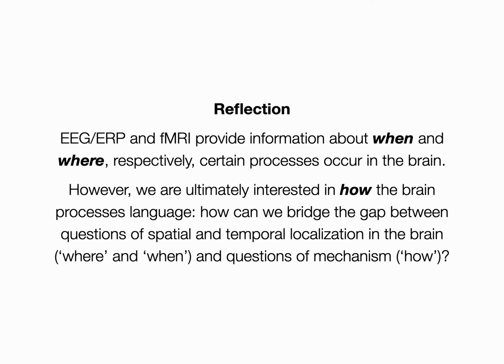Tip: consider that with methods like EEG, we can determine the relative temporal order of processes, and with fMRI, we can determine whether processes recruit the same or different or overlapping brain networks. So how can we use this type of information to understand better how the brain processes language?